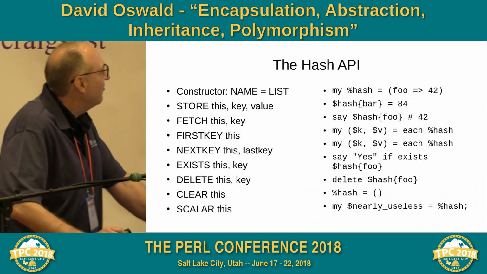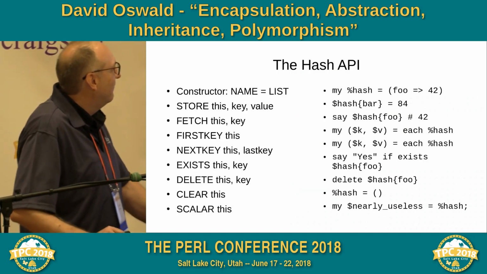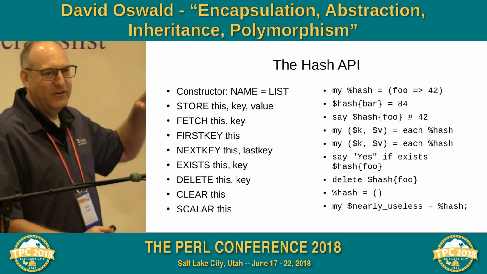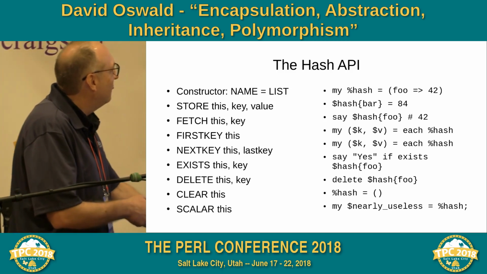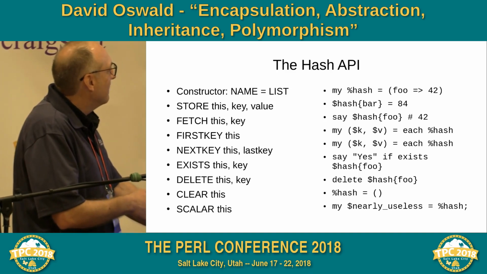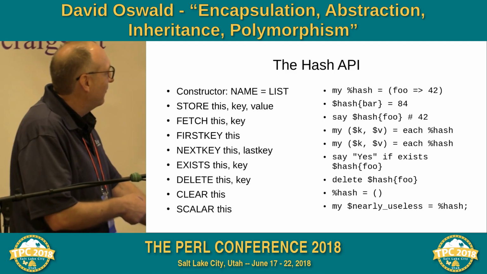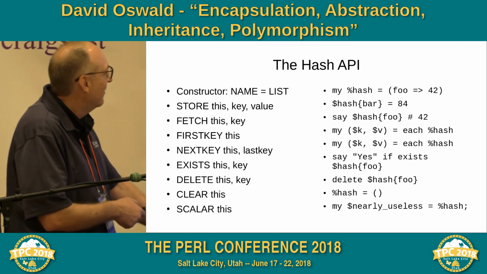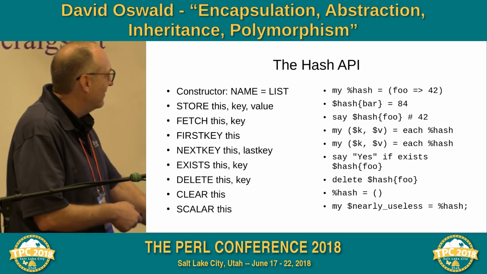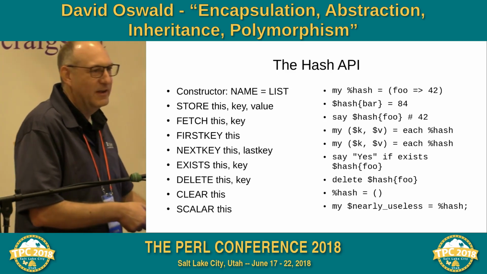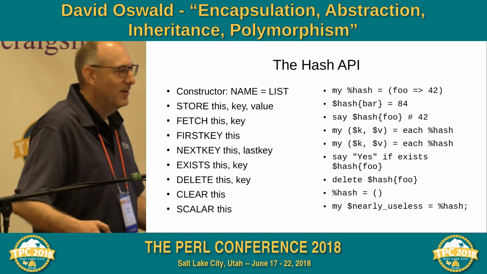So the hash API really is doing very few things. If you think of what the hash API is, just one layer under the hood instead of all the way in the guts, a hash API has a constructor, and it has a store and a fetch and a first key and a next key, which is used for things like each and keys. And it has an exists and a delete and a clear and a scalar. And scalar is like the most useless part, although I guess it's become more useful in recent versions of Perl.